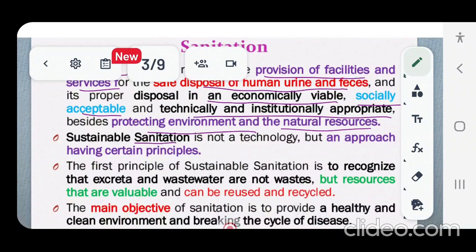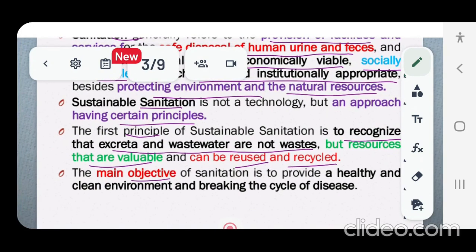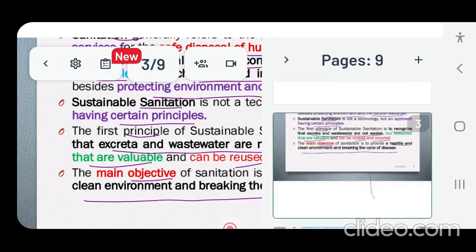Sustainable sanitation has certain principles. The first principle is to recognize that excreta and wastewater are not waste. If they are properly recycled, they could be reused and they could be made valuable. The main objective of such sanitation practices is to provide a healthy and clean environment and break the cycle of disease.